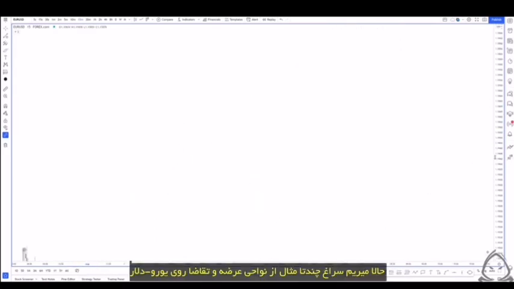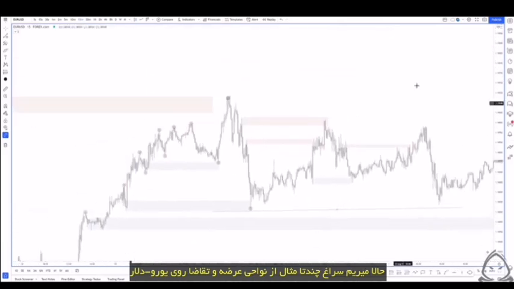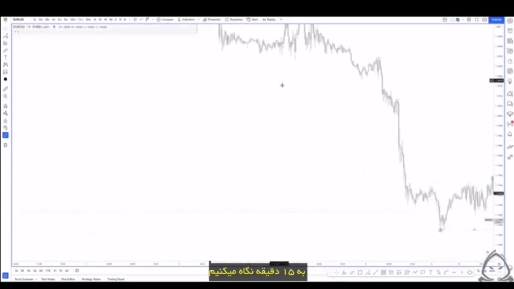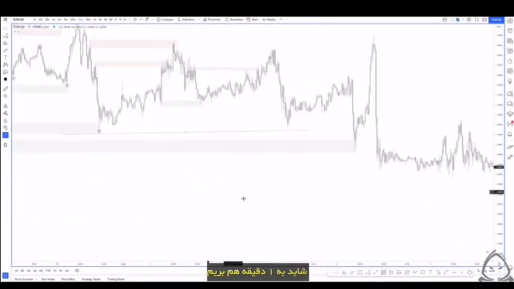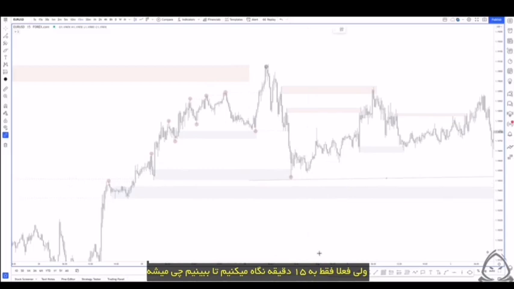So what we'll do is we'll just look at a couple examples of supply and demand zones here on Euro Dollar. We're going to look at 15-minute. We might switch to 1 minute as well. But for now, we'll just start on the 15-minute and see how we get on.